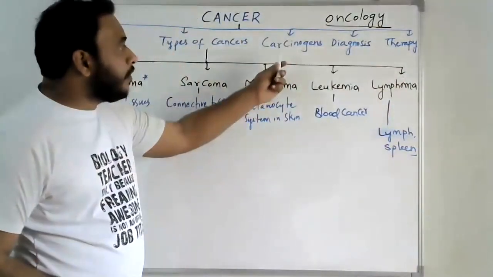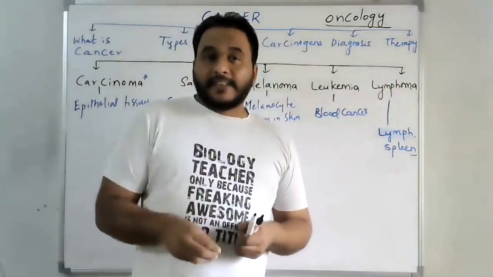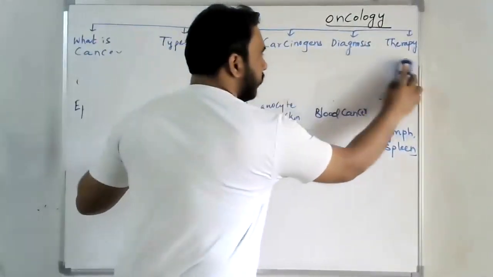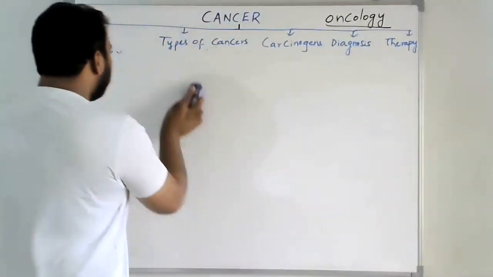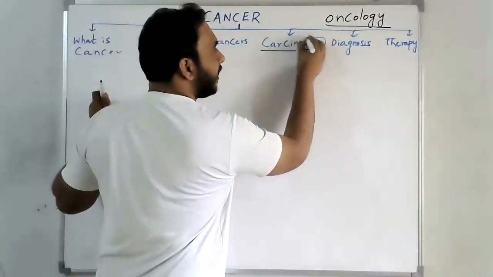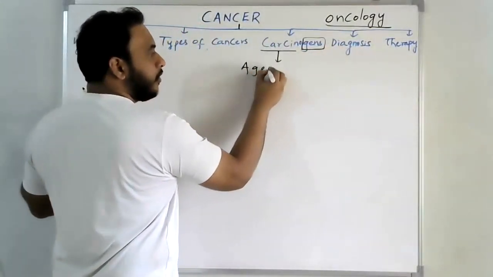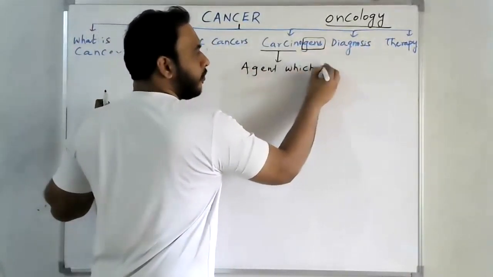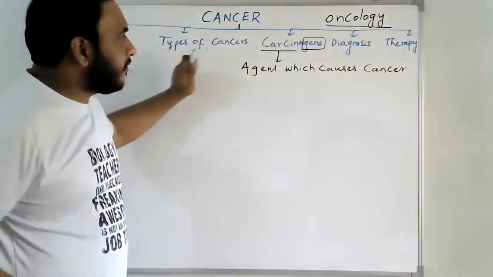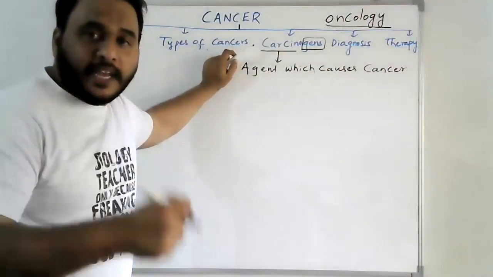So now we are going to study what are carcinogens and then examples. So carcinogen means the agent that causes cancer. Carcinogenic, genic means produce. So that means an agent which causes cancer. Those which cause cancer are called carcinogens.